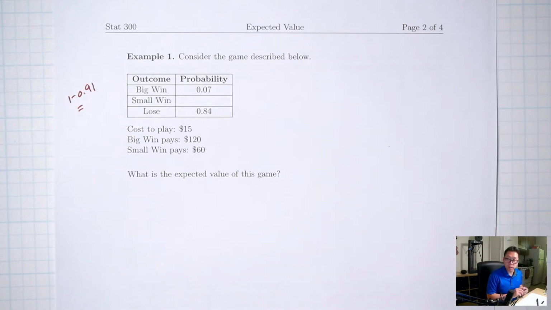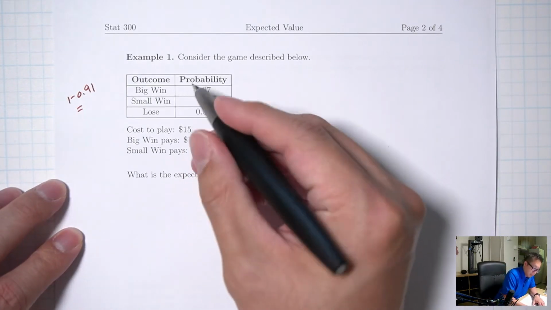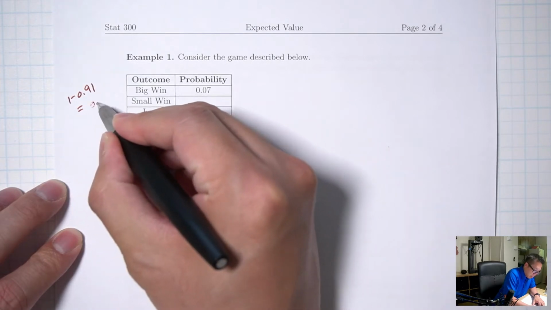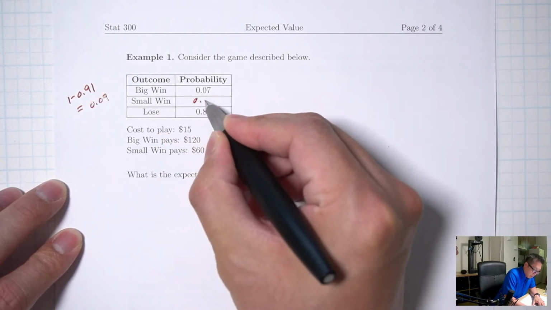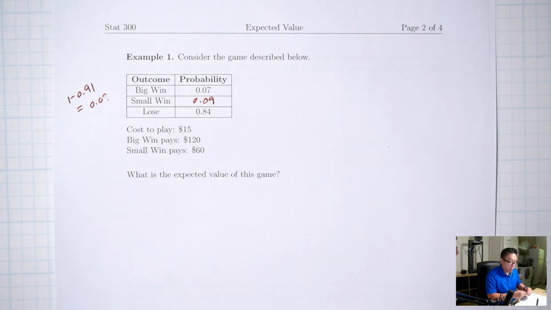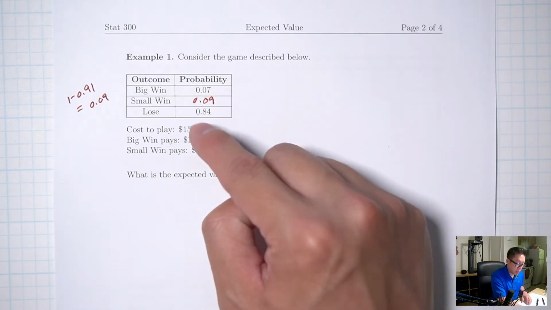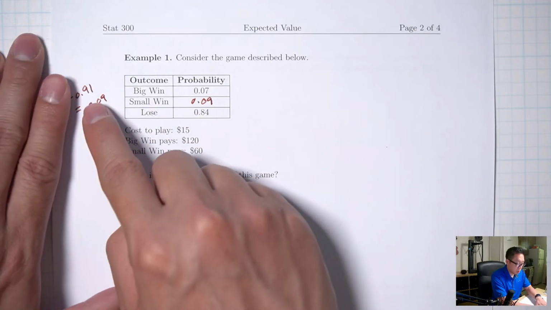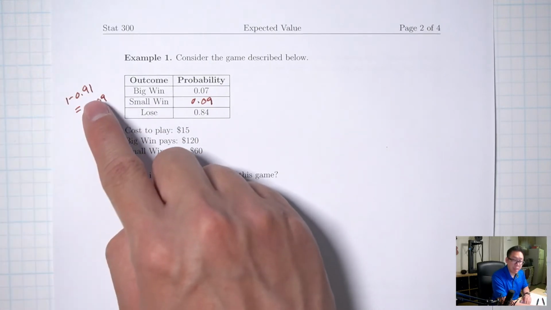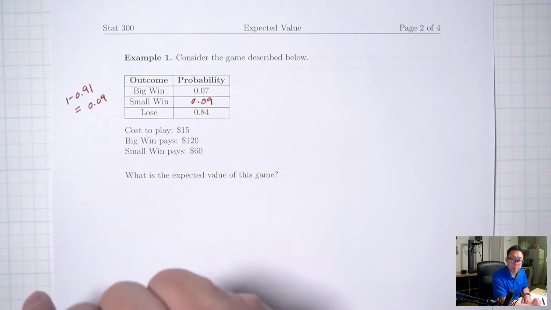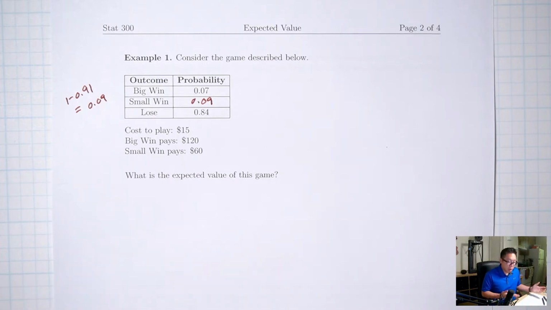And you get 0.09. Once again, add up the probabilities that you have so far, which is 0.07 plus 0.84. You get 0.91, and then just do 1 minus that, and that should give you the missing number. All right, so now we have everything we need to find the expected value.